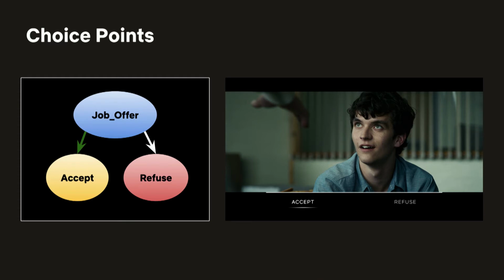One of the most important choices for Stefan is whether to accept or refuse the opportunity to work at this new video game startup, Tuckersoft. On the left, the choice point is represented as a graph similar to that in Branch Manager. And on the right is the Netflix UI. The choice point appears at the end of an interactive segment that we've labeled job_offer for the purposes of this example, and the segment defines two possible subsequent segments, accept and refuse.